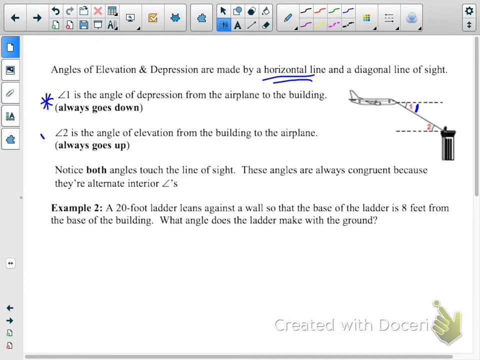Angle of elevation is the angle that goes up, in this case from that line of sight up to the airplane. Both of those angles, again, touch a line of sight. That diagonal line is your line of sight. And the angles are always congruent because they are alternate interior angles. You've got your parallel line and your transversal, so those two angles are always congruent. The reason I point that out is if you're not sure whether the angle of depression is here or over here, just use angle of elevation instead, because those angles are always going to be the same.